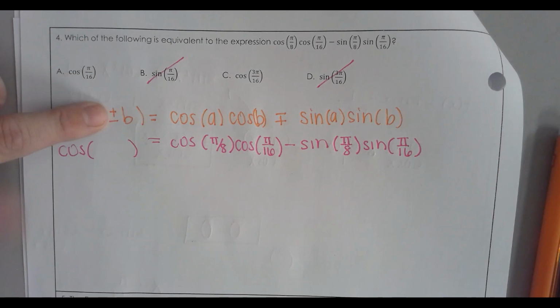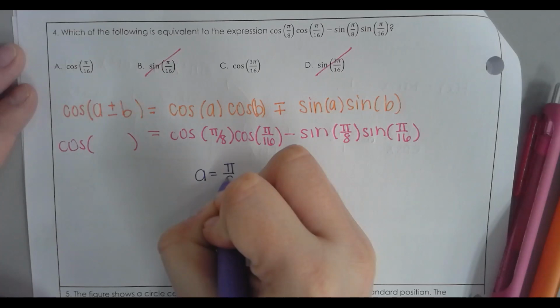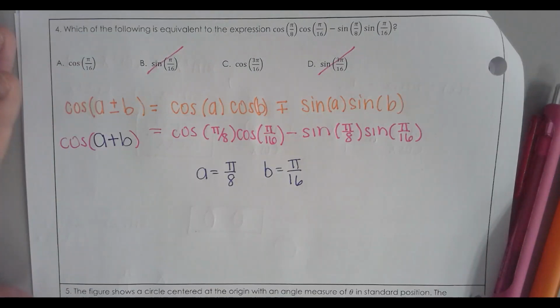If A plus B, if this one is subtracting, so your cosine, your signs are opposite. And B is pi over 16. That's just part of the formula.